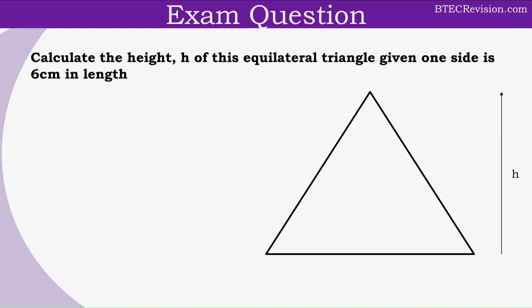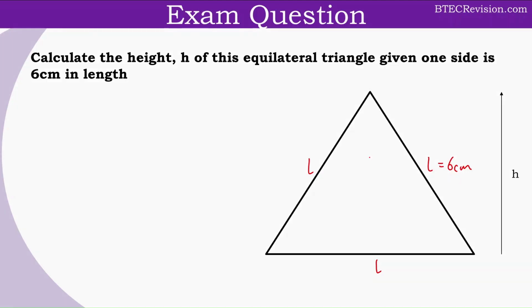Now pause the video here and attempt this exam question. Looking at this question, we have an equilateral triangle. So that means all the sides are the same length. So we have L, L, and L here. Now, one of these sides is 6 centimeters. That means all of these sides are 6 centimeters in length. Now, the problem here is this is an equilateral triangle, which means that there is no right angle here. All the sides are equal length.